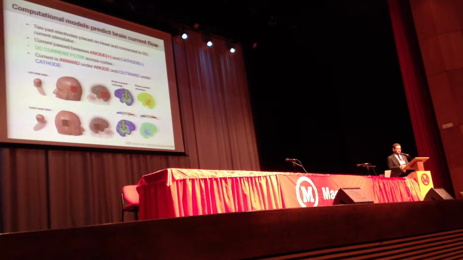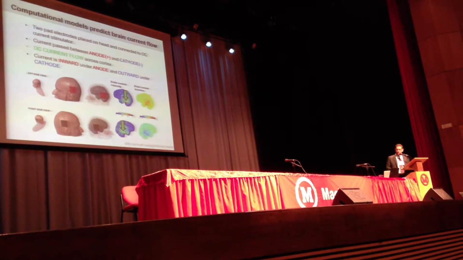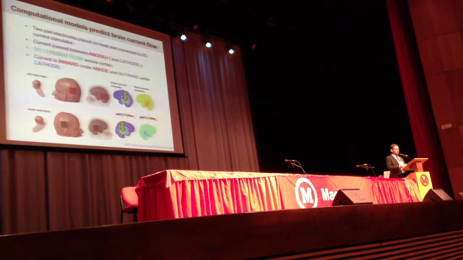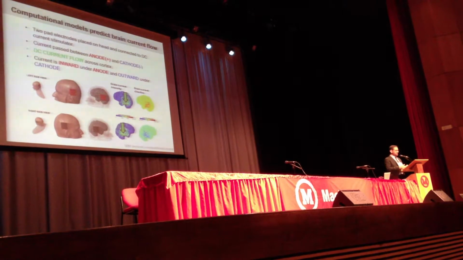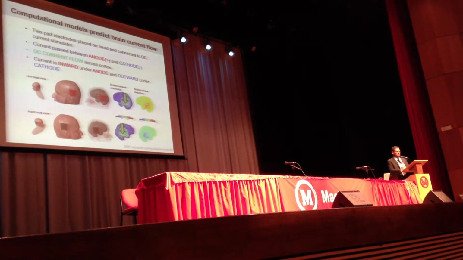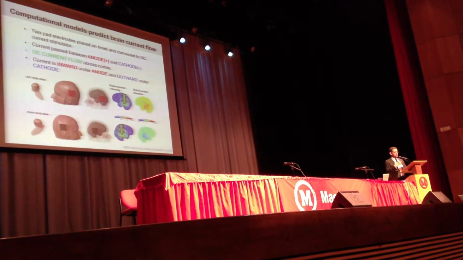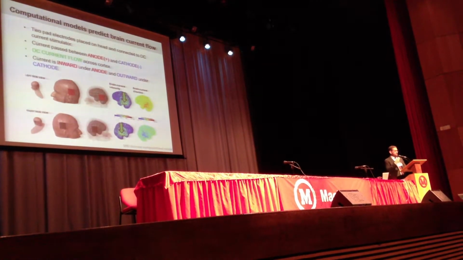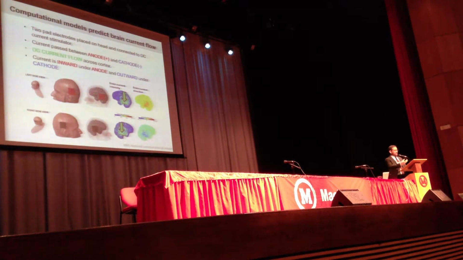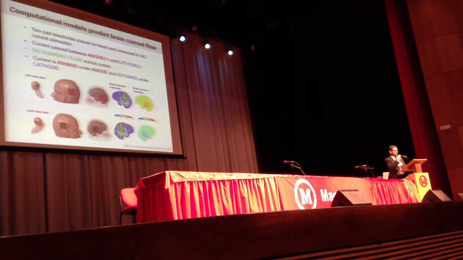We can take this a step further and ask, what about current flowing in or out? Under the anode, the positive electrode, the brain actually sees current arriving. The positive current exits the red electrode and arrives in the brain, so it flows into the brain. The opposite happens at the cathode.